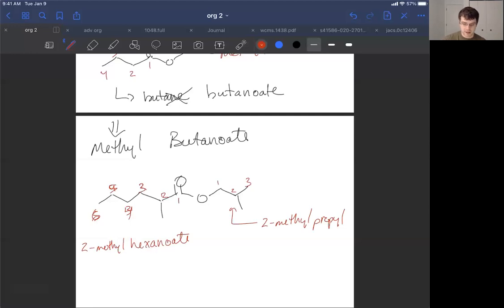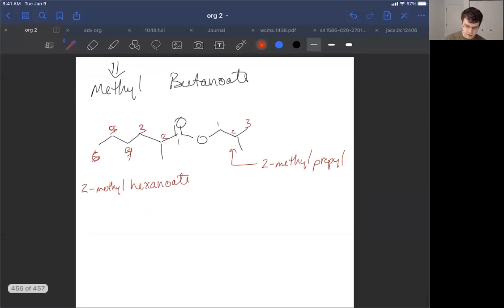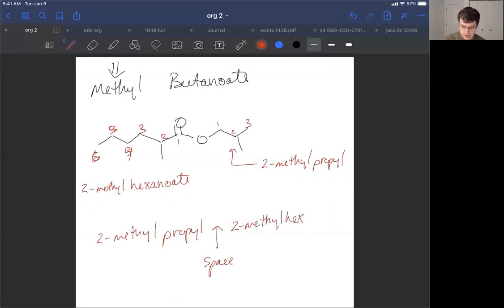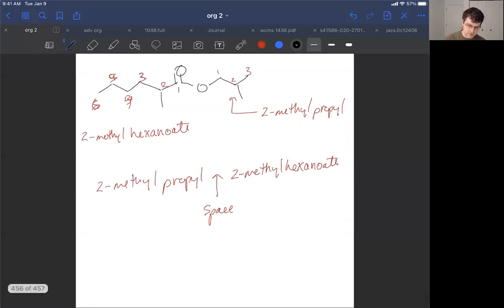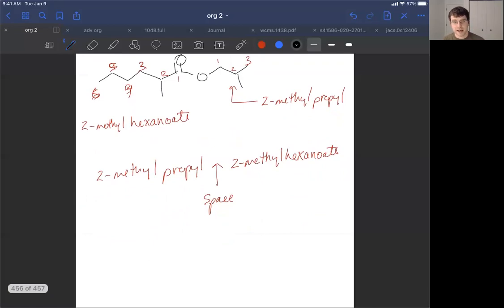because that's on the alkyl side of the ester, the oxygen-bearing side. So this would be a 2-methylpropyl, space, 2-methylhexanoate. So really the trick is just recognizing which side is the ester side and which side is the alkyl side, and then applying the rules accordingly.